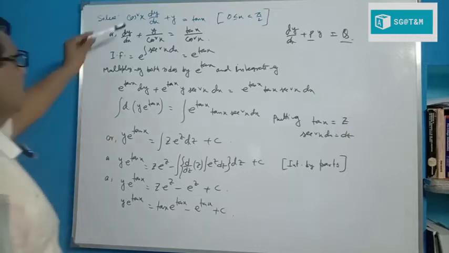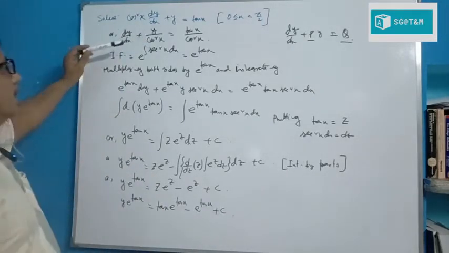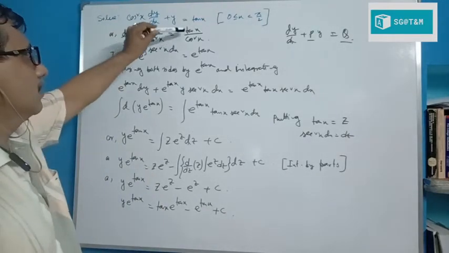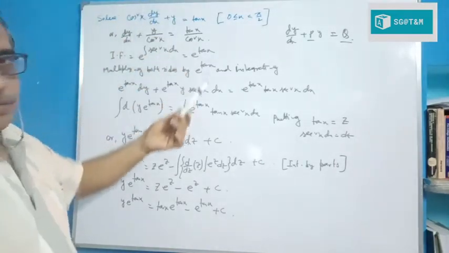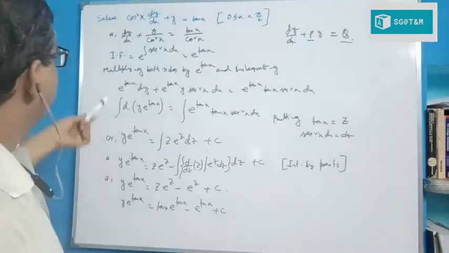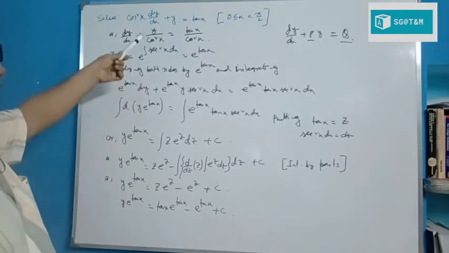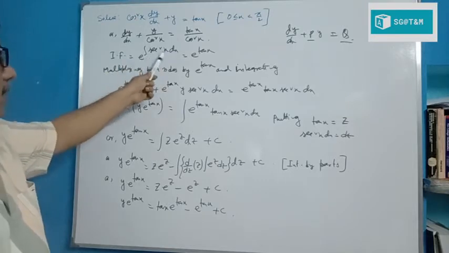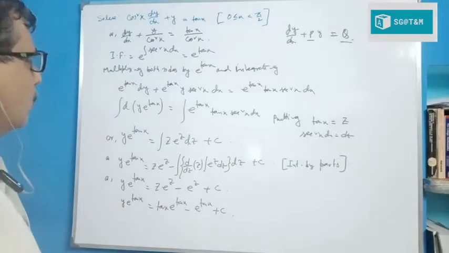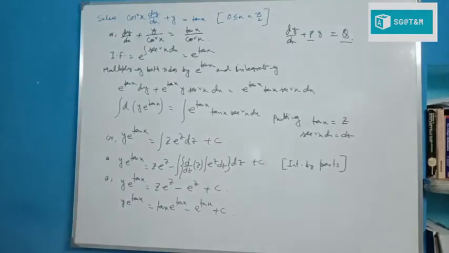Dividing both sides by cos square x, we get dy/dx plus y by cos square x is equal to tan x by cos square x. Okay. 1 by cos square x is nothing but sec square x. Now integrating factor is e to the power integral of sec square x dx. Now integration of sec square x is tan x. So integrating factor is e to the power tan x.